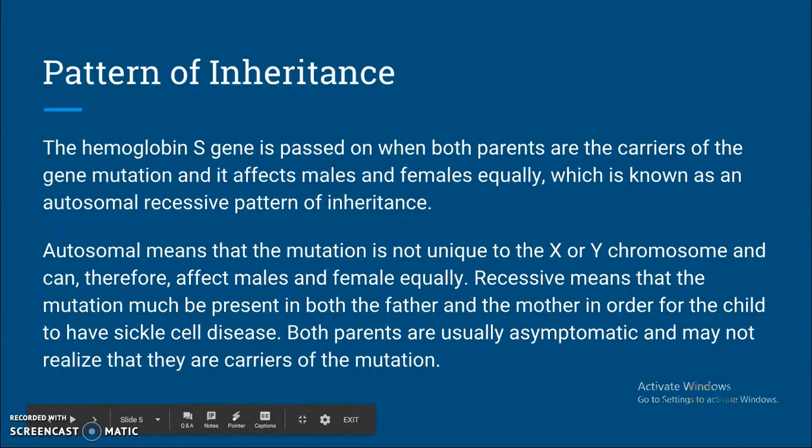So the hemoglobin S gene is passed on when both parents are at least carriers of the mutation, and it affects males and females equally, which is an autosomal recessive pattern of inheritance. And so that means it's not unique to either the Y or the X chromosome, and recessive is just that the mutation has to be present in both the mother and the father in order for the child to have sickle cell disease. But usually both parents are asymptomatic, and usually they don't even realize they're carriers.